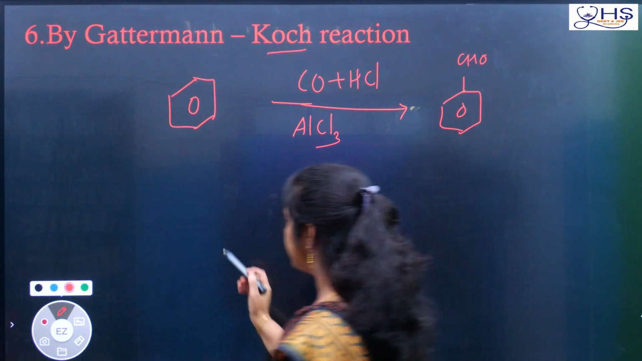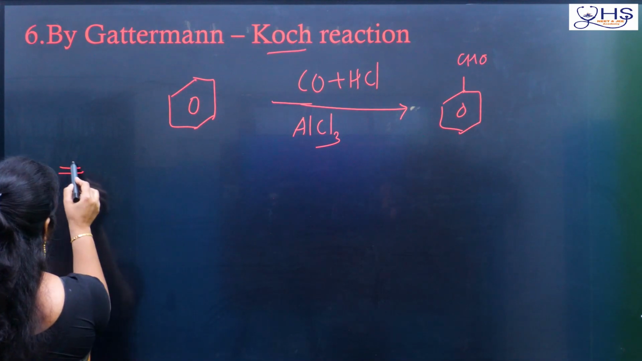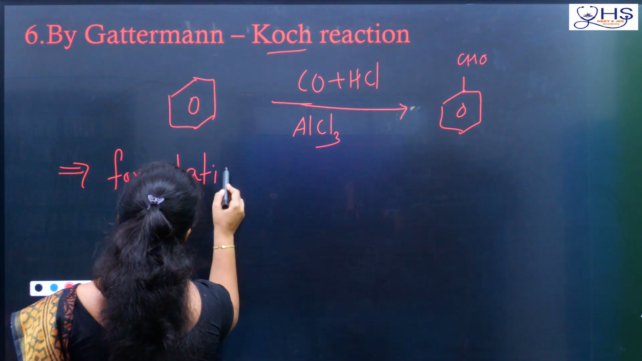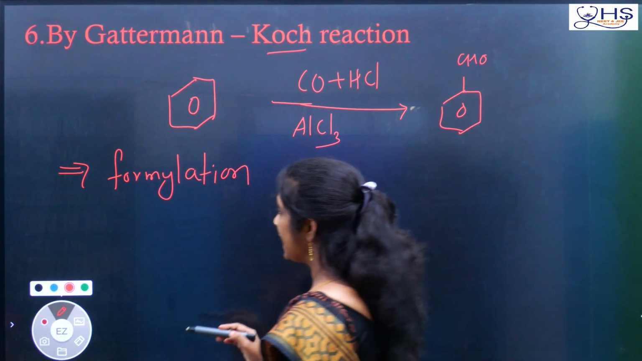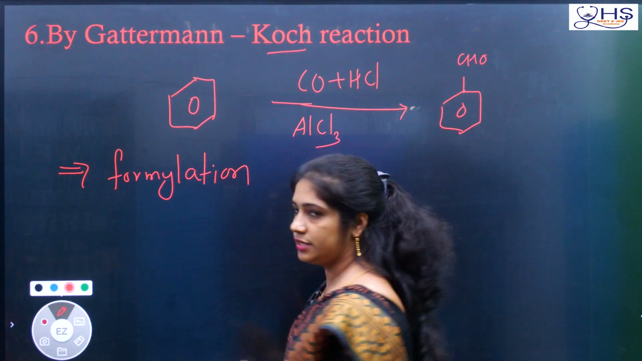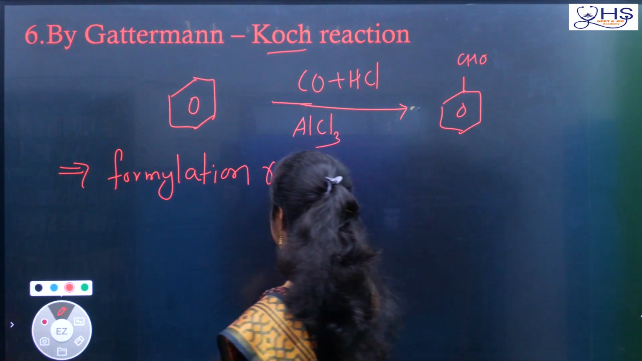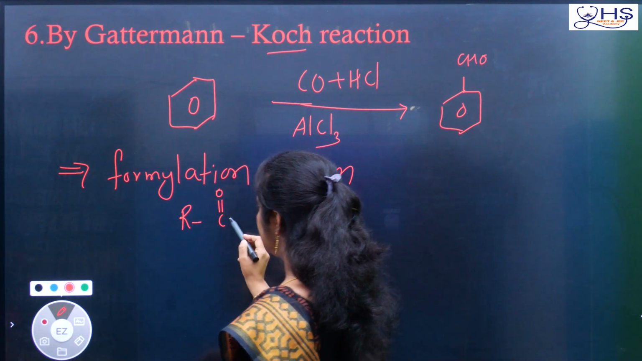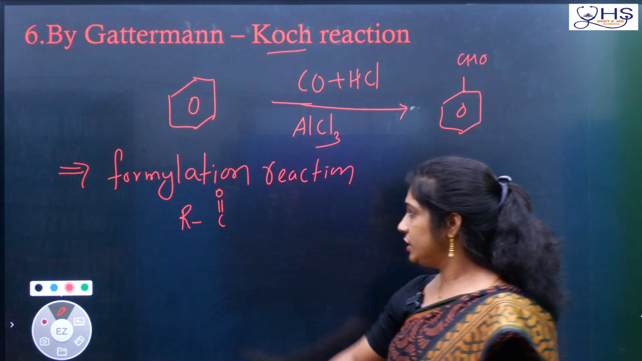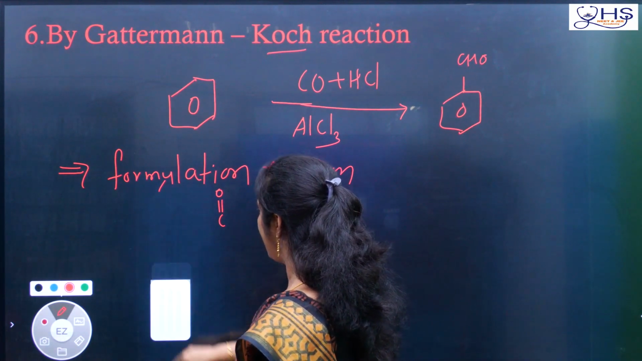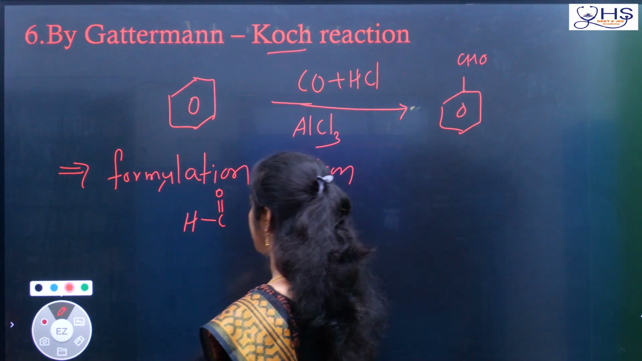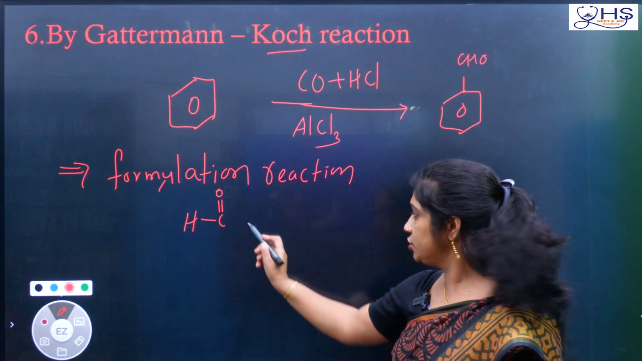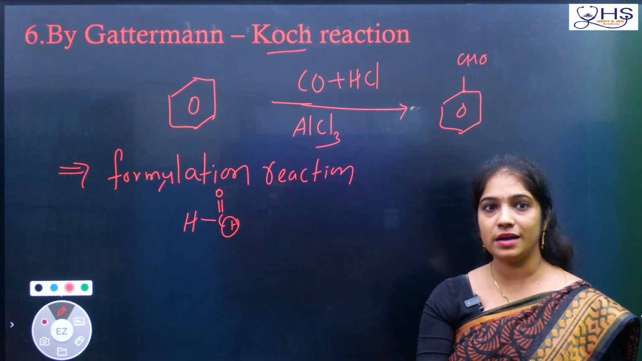Now what is happening over here is an example of a formylation reaction. You might have heard about alkylation and acylation reactions. Same as acylation, this is known as a formylation reaction. See, if you are taking R, C double bond O, the R group is known as acyl. So instead of R, if you are having H, this group is known as the formyl group. C double bond O H is known as formyl, and this is the electrophile in this reaction.